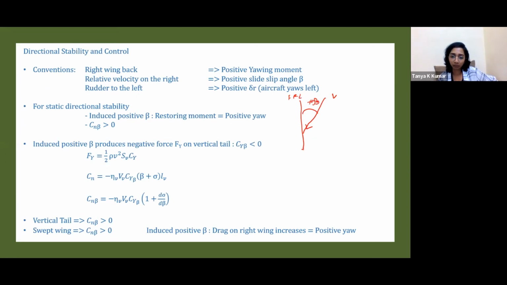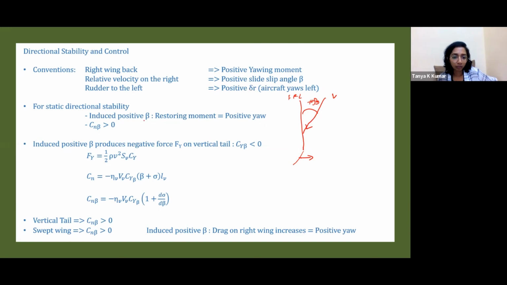Then the control surface convention. If you deflect your rudder towards the left, it is considered positive delta R. When you deflect your rudder towards the left, it produces a lift in this direction and it yaws the aircraft to the left. So that is considered positive delta R.